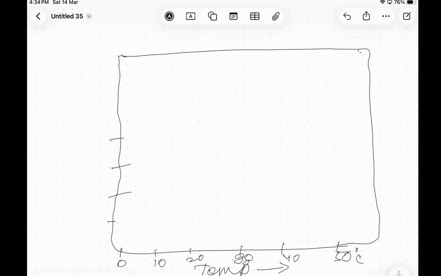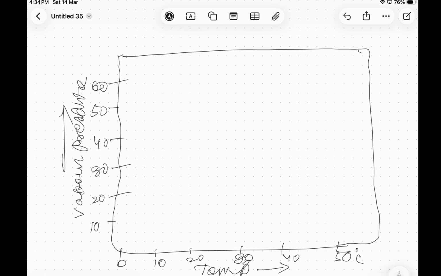The pressure rises up: 10, 20, 30, 40, 50 and so on, 60. So this one is vapor pressure. Pressure increases upside. Now for pure solvent, the vapor pressure should be like this. With increasing temperature, vapor pressure increases.